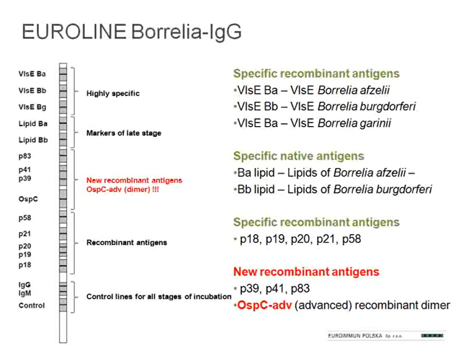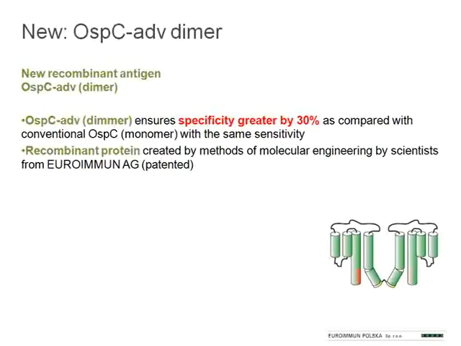So now I'm going to show you the example of such a test. As you can see, we have 3 different VlsE from Borrelia afzelii, burgdorferi and garinii. The new thing is lipid antigens, which are markers of late infection, and some recombined antigens as well.